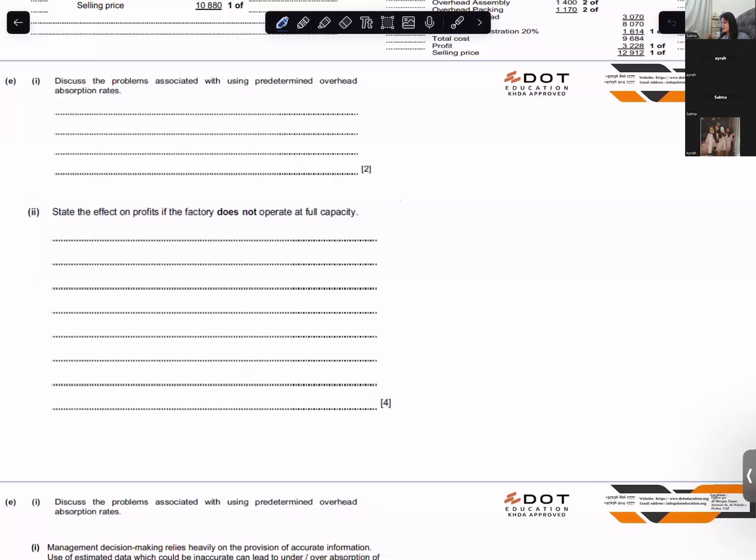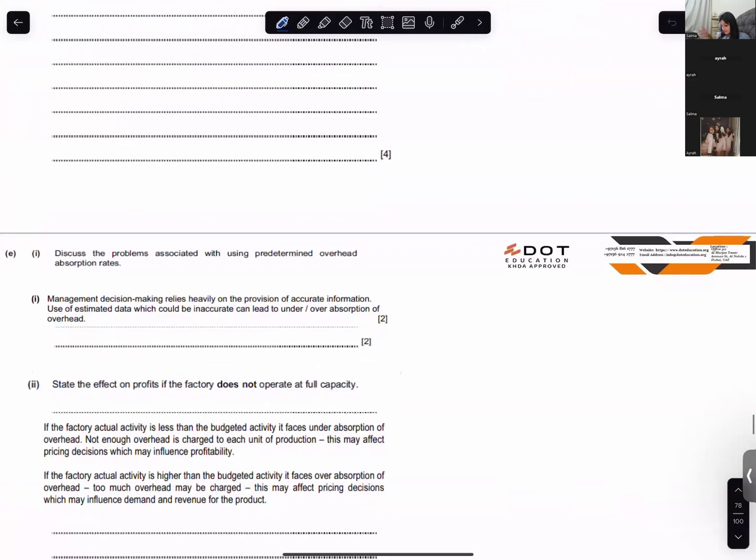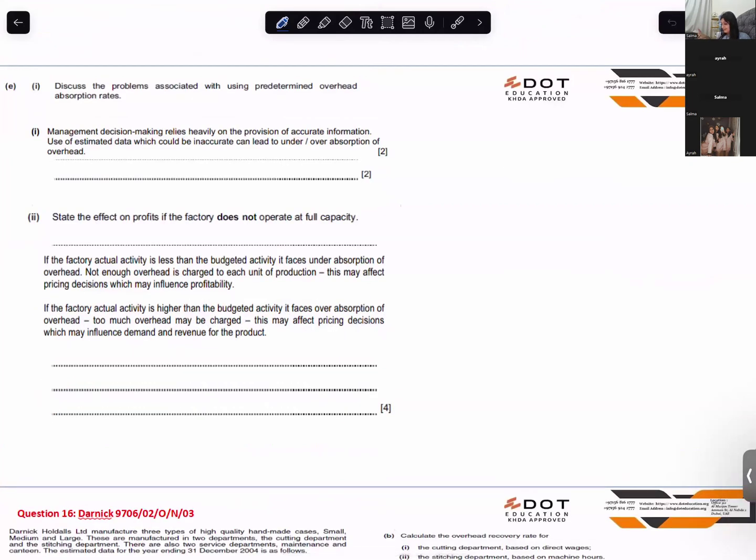Problems associated with using a predetermined OAR. It will be inaccurate and lead to over or under absorption of overheads. Over-absorption of overheads may lead to prices being set too high, which may lead to loss of customers, and under-absorption of overheads may lead to prices being set too low, due to which the profits will be lower.